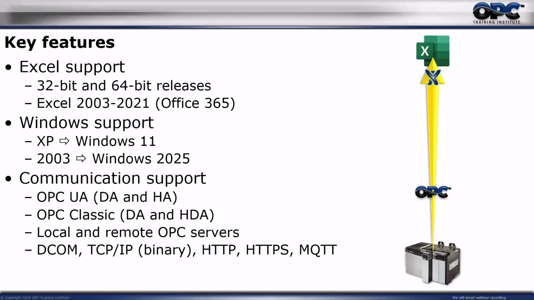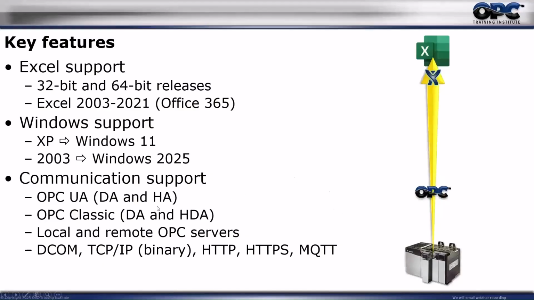You get communication with OPC UA, that's both DA for real-time data and UA-HA, as well as OPC Classic DA and HDA. You can connect to local and remote OPC servers as well, of course, using DCOM or HTTP, whatever, even MQTT. OPC Expert and these OPC servers can be on the same PC. They can be on remote PCs, or this OPC server, for example, if you're using OPC UA, can even be directly on this PLC. So OPC Expert and the OPC server do not have to be on the same computer.